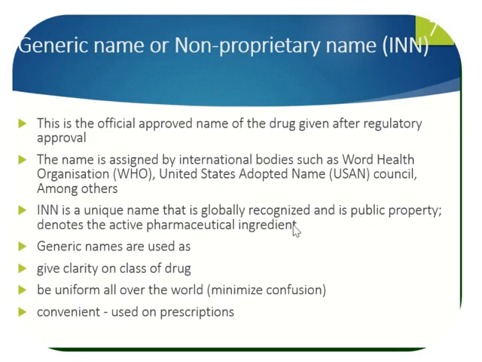It denotes the active pharmaceutical ingredient in the drug. These names are used basically to give clarity on the class. They are uniform all over the world, they minimize confusion, and they are convenient. These are the ones used on prescriptions. So every name you hear, paracetamol, amoxicillin, metronidazole, ciprofloxacin, and if drugs are in the same class in pharmacology, they all end similarly and have the same ending to state the class.